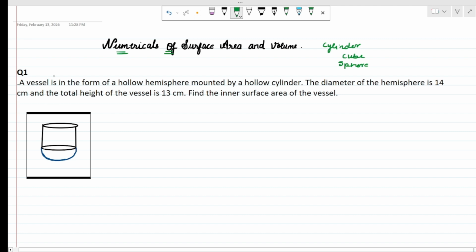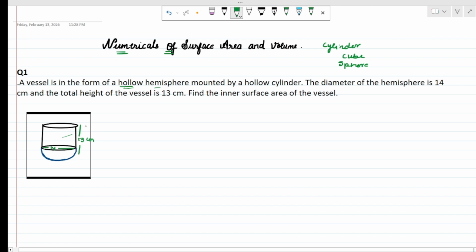So without any further ado, let's start with the first question, which says a vessel is formed of a hollow hemisphere. Hollow means it is empty. A hollow hemisphere mounted by a hollow cylinder. Diameter of hemisphere is 14 centimeter and the total height of the vessel is 13 centimeter. Find the inner surface area of the vessel. What you need to find is the curved surface area, only the outer wall, not the inside.